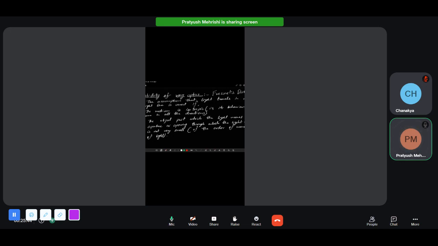Written till this point, Chanakya? Hello? Chanakya, Hemant, written till this point? Yeah, perfect.